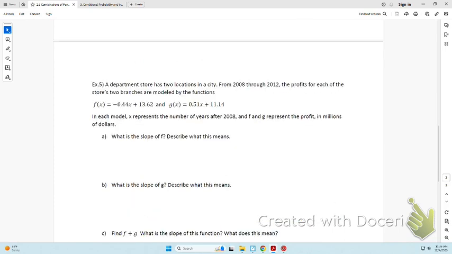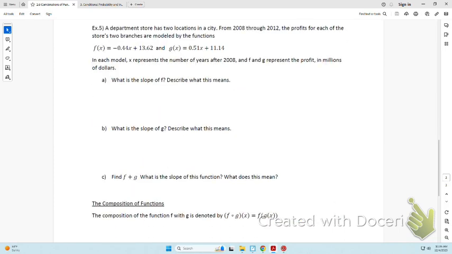On number 5, we have an applied problem, and we're going to give this a shot. X resembles number of years after 2008. So I'm going to write that, get it out of the paragraph. X is years after 2008. Y, the f of x and the g of x, is the profit in millions.